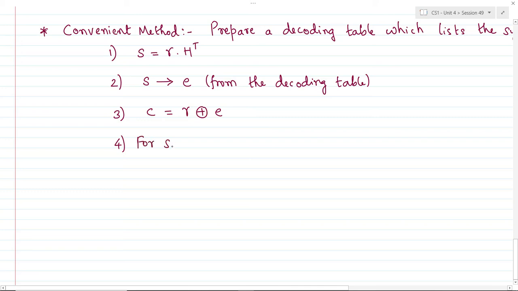the data vector is nothing but the first k digits of the code word C. That would give you the exact information or data that has been sent from the transmitter end.